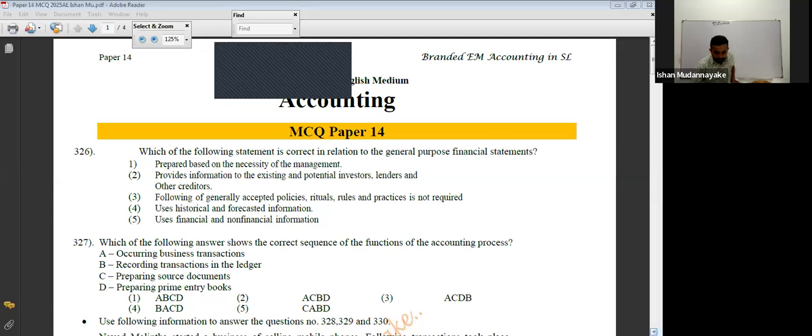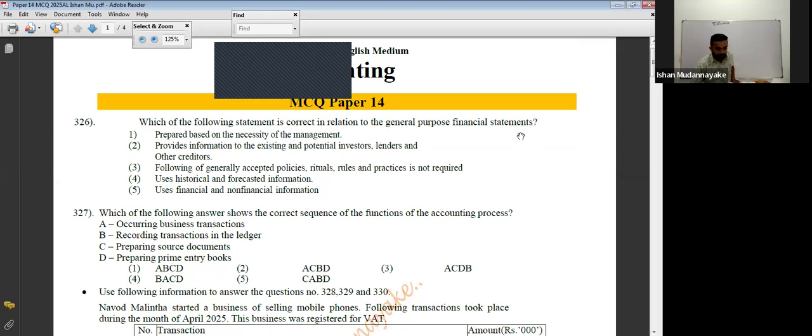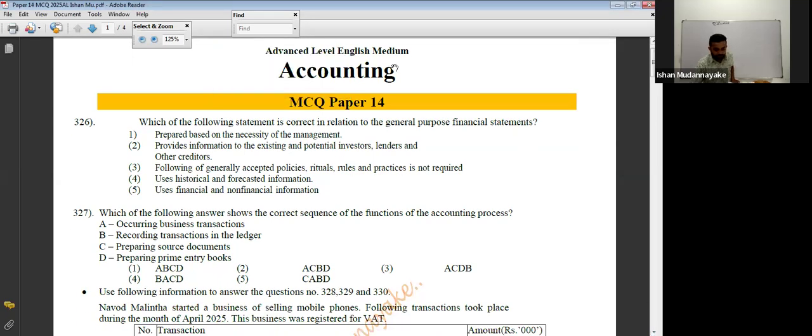Right, give me quick answers. Which of the following statements is correct in relation to the general purpose financial statements?